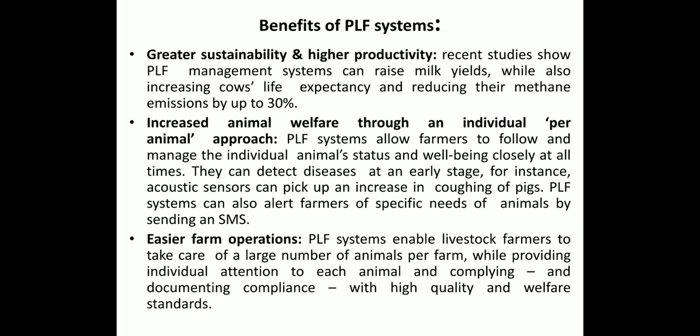This precision livestock farming system allows the farmer to follow and manage the individual animal status and well-being closely at all times, and also detect pests and diseases at an early stage. Then vaccination should be done, and the system also sends them SMS. Then the third benefit is easier farm operations. A precision livestock farming system enables the livestock farmer to take care of a large number of animals per farm. With the help of this technology, animal farms are easier to manage than conventional animal farms.